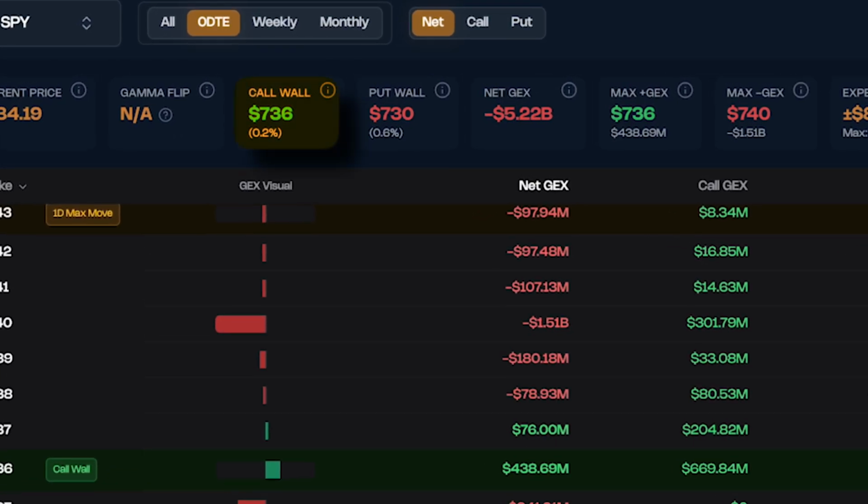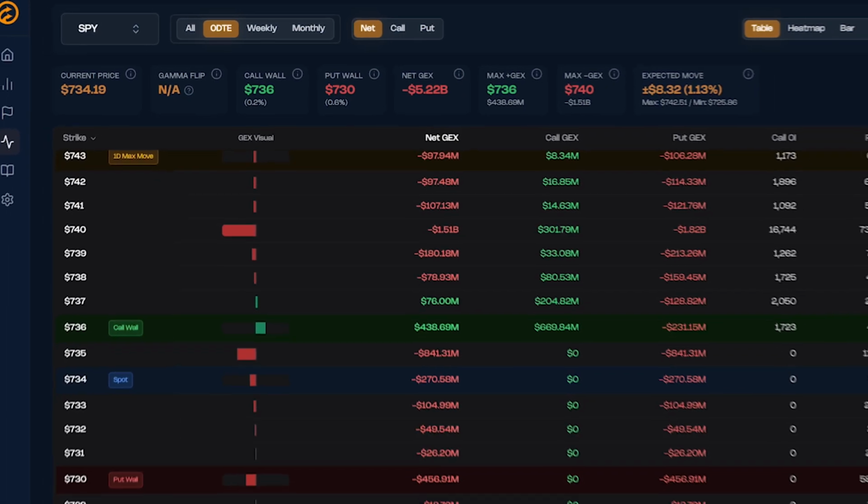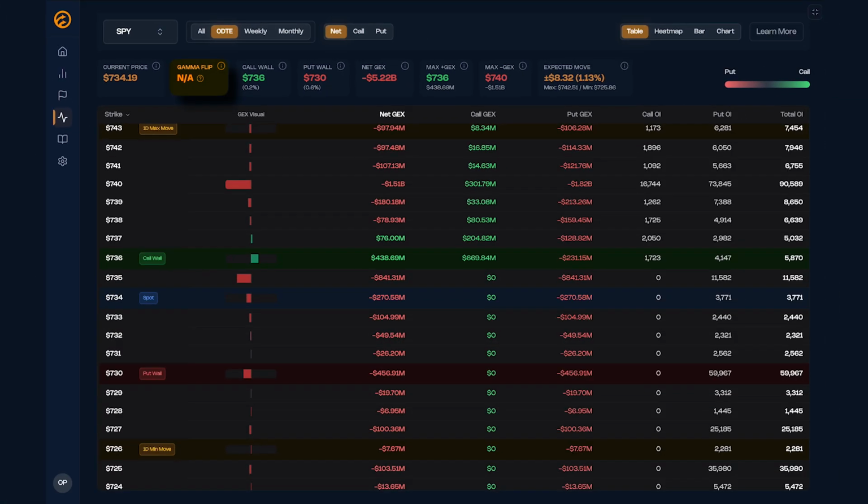These levels help traders understand where dealers may influence price movement. Call walls often act as resistance levels. Put walls frequently act as support levels. In this example, we can see the call wall near $735 and the put wall near $730. These become important zones that traders monitor throughout the session. The gamma flip level marks where dealer positioning may shift from stabilizing price to amplifying price movement. When price moves around this level, volatility can increase significantly.